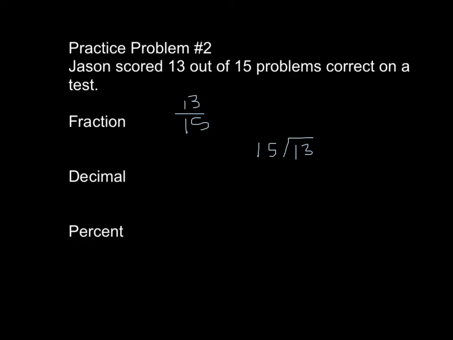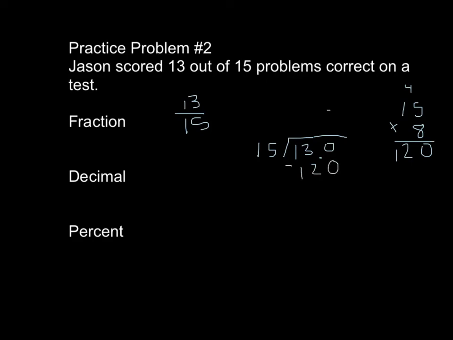15 doesn't go into 13, so I need to add a decimal, add a 0. And then I need to try to decide how many times does 15 go into 130. Well, the easiest way for me to do this is I think 15 times 10 is 150. So I'm going to take 15 and multiply it by a number that's not quite as big as 10. I'm going to guess 8. 8 times 5 is 40. 8 times 1 is 8 plus 4 is 12. So 120 would be my answer.